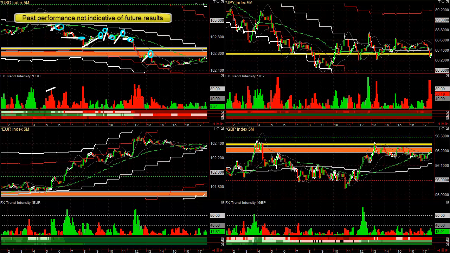Let's take a look at the euro. For one, it's in a nice, beautiful sideways rectangle pattern right here. It's above the hourly. It's above last week's most actively traded price. This is market profile technology. It's called the point of control. This is where most traders have positions in all the euro pairs.